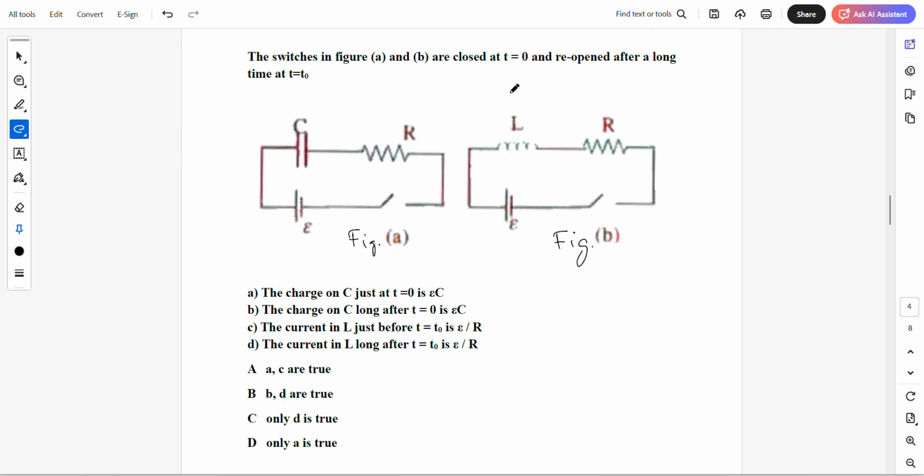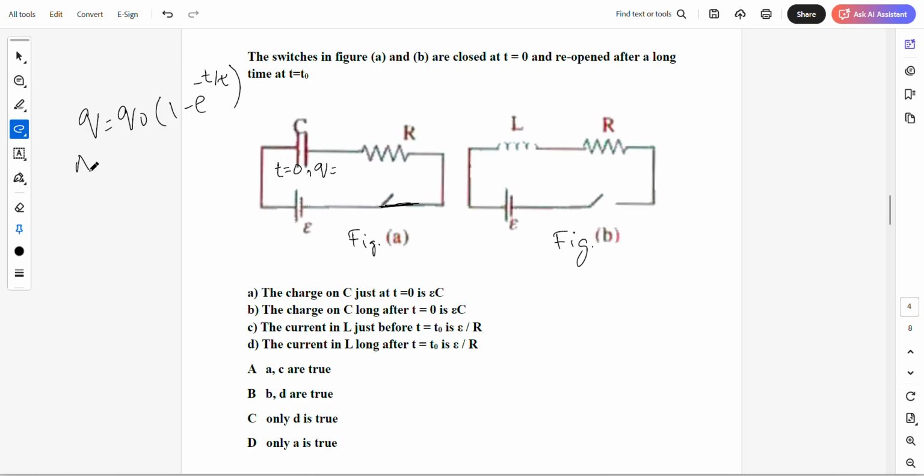What happens when the switch is closed at t = 0? What is the equation of Q? We know that Q is equal to Q naught into 1 minus e to the power of minus t by tau.